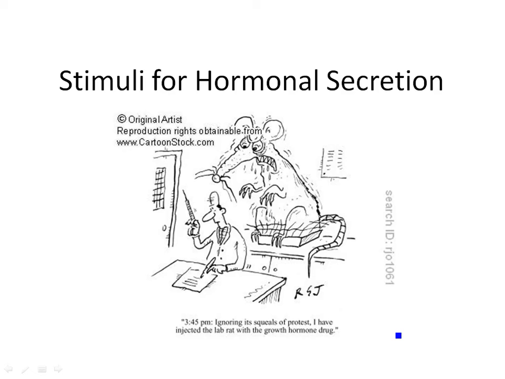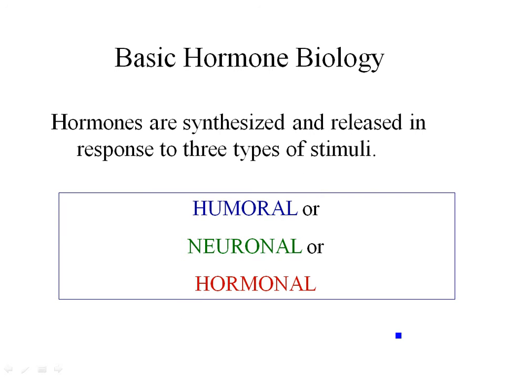I'm going to talk to you just a little bit today about the things that cause hormones to be released, or the stimulus for hormonal secretion. You're going to see that these will fall into three basic categories of stimuli that lead to hormones being released. First, we'll do just an overview of what each one is, and then we'll talk a little bit more and look at an example of each.